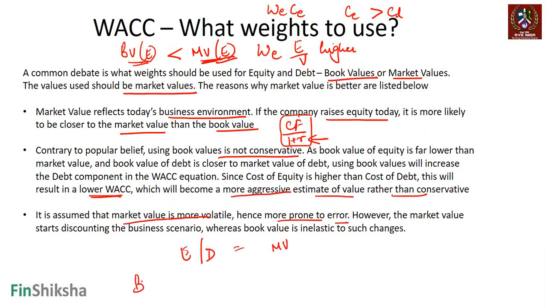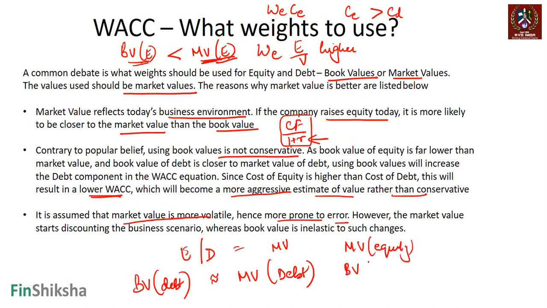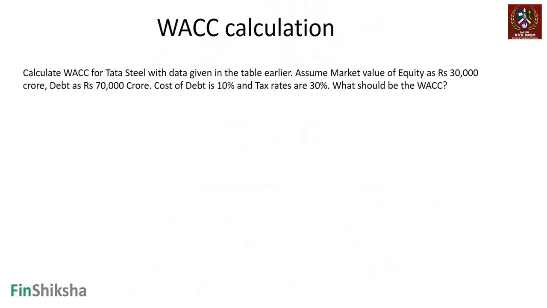Now, typically, the book value of debt is considered approximately same as the market value of debt. So what happens is you can use the market value of equity, and because this is the same, you could use the book value of debt, which is available in the balance sheet. Most of the times this approximation works absolutely fine, right?